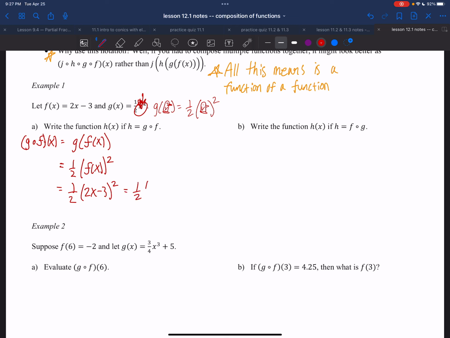This is 1/2 times, let's see, that's 4x squared minus 6, let's double that, it's 12x plus 9. So this comes out to 1/2 times 4 is 2x squared minus 6x plus 9/2. Okay? So I write it like that.